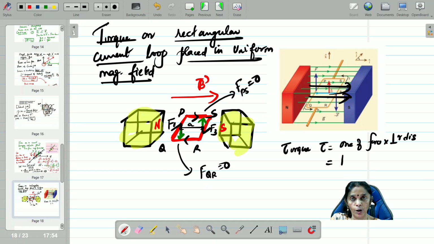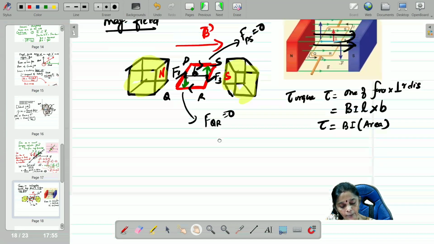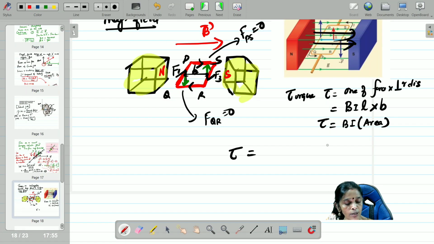You can take either F1 or F3. BIL sine 90 degrees, because the length of the conductor in the magnetic field is at 90 degrees, into the perpendicular distance a. So a is the breadth of the coil, b. L is the length of the coil and b is the breadth of the coil. Just for our convenience, let me take this as the breadth of the coil. So I can take this as BI into L into b, which is nothing but area.